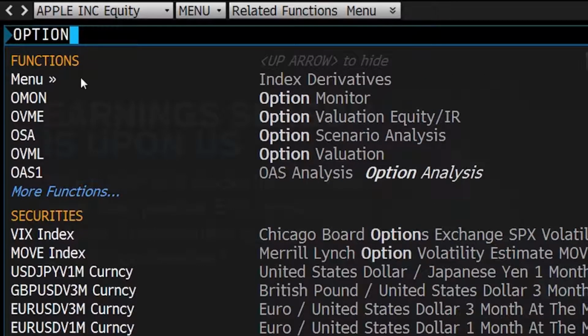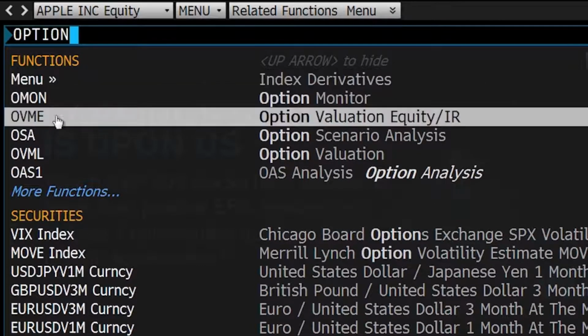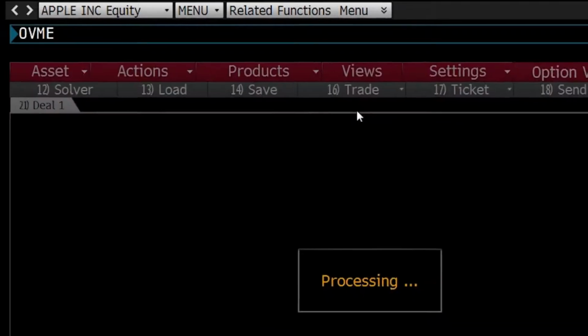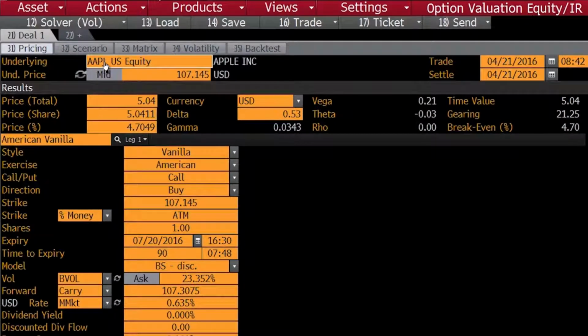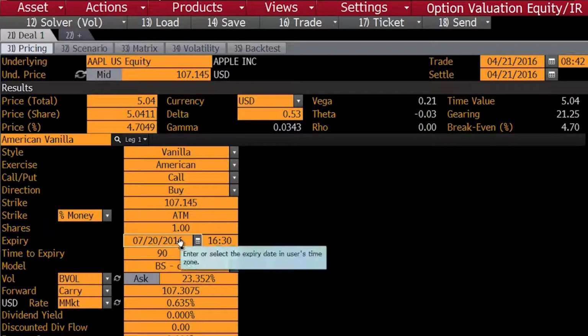And now we're going to write the word option, and the autocomplete will suggest a function called OVME, the option valuation for equity. That is the function I require. I now have Apple underline loaded, ready to price options in Apple.